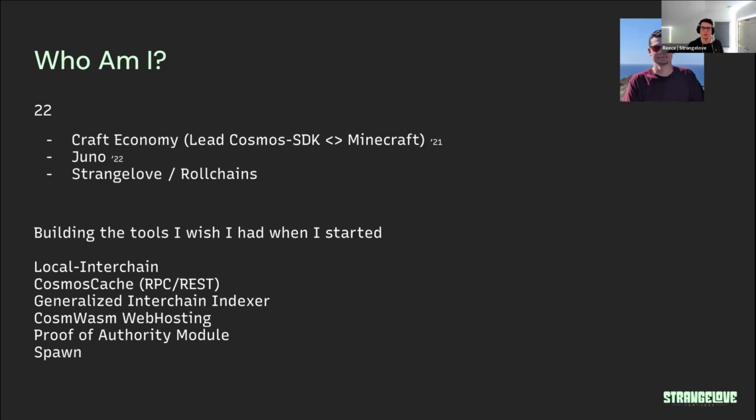Whenever I started, there were a lot of tools that I wish I had, and I made note of those tools and confusing areas. And so I was able to go through my list, see what the biggest problems I had onboarding, as well as others that I helped onboard into Cosmos, and then solve those for them by building up those solutions, abstracting away the complexities, and bringing that to market. So a couple of things that I've built are Local Interchain, which we'll be discussing today, Cosmos Cache, which is an RPC REST cache that does about a 90% cache hit rate, drastically reducing infrastructure cost and needs. I built a generalized interchain indexer, CosmWasm web hosting, proof of the authority module, and also Spawn, which is a UX improvement that's building up using Local Interchain under the hood.